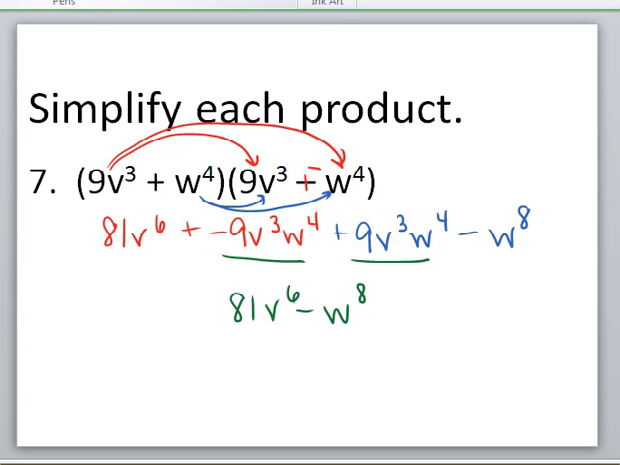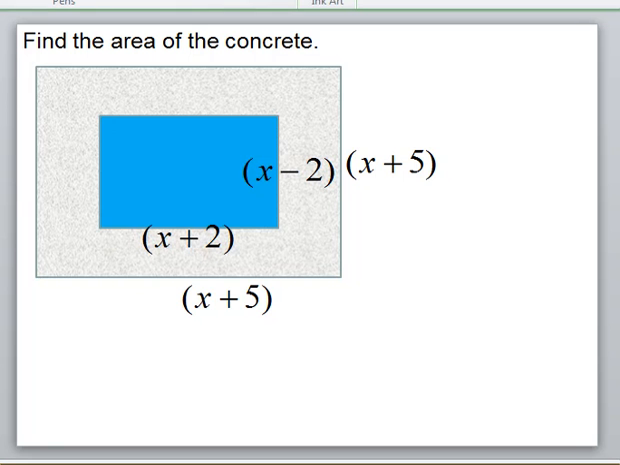This first one, I am supposed to find the area of the concrete, so this gray section. Well, if you think about it, what I want to do is subtract off my pool. So I'm going to find the area of the whole thing, which would be this x plus 5 times x plus 5, because I'd be doing length times width. And then what I want to do is subtract off the pool part. So I'm going to go ahead and put a minus sign here. I'm going to write the area of the pool as x plus 2 times x minus 2.